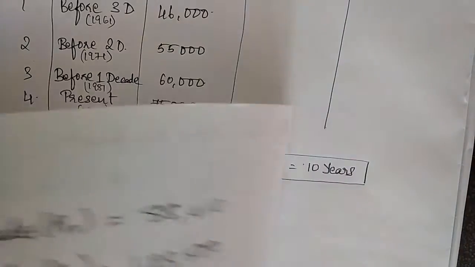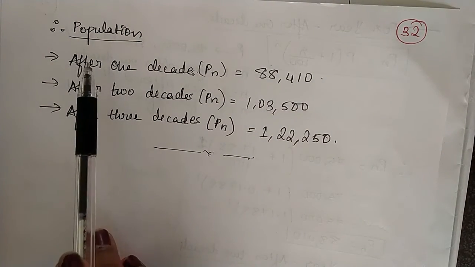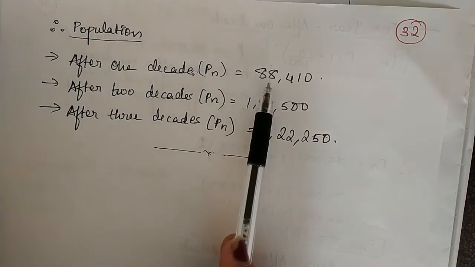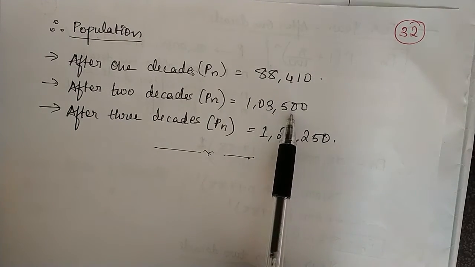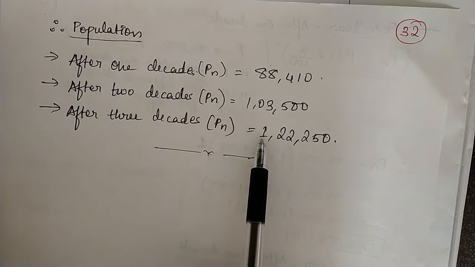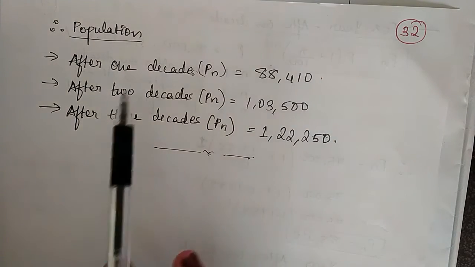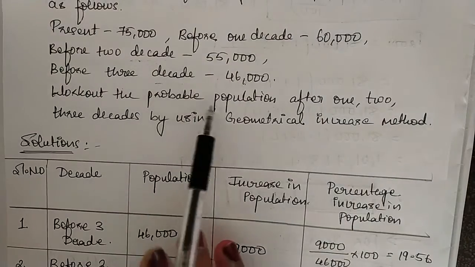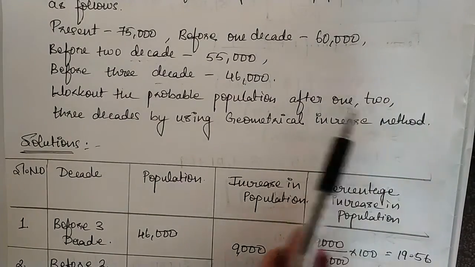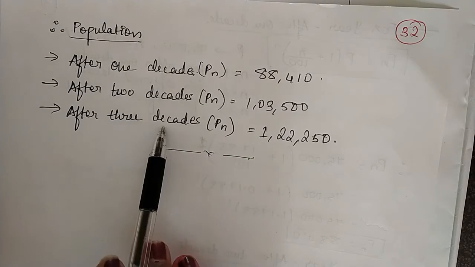Write it finally, properly. What is the population which you have found here? For after 1 decade, 88,410. For after 2 decades, 1,03,500. And for after 3 decades, 1,22,250. So this is my population for all the 3 decades which they have asked me in the question. What was the question here if you see? Find the population for after 1, 2 and 3 decades. So I found the answer for after 1, 2 and 3 decades here.